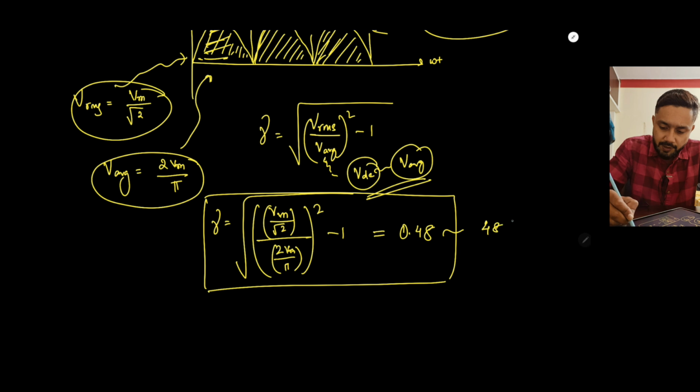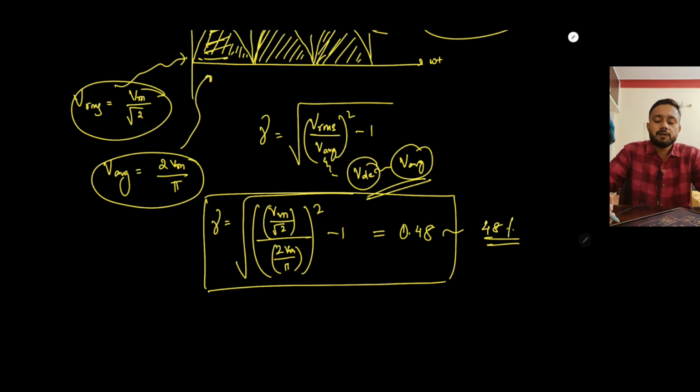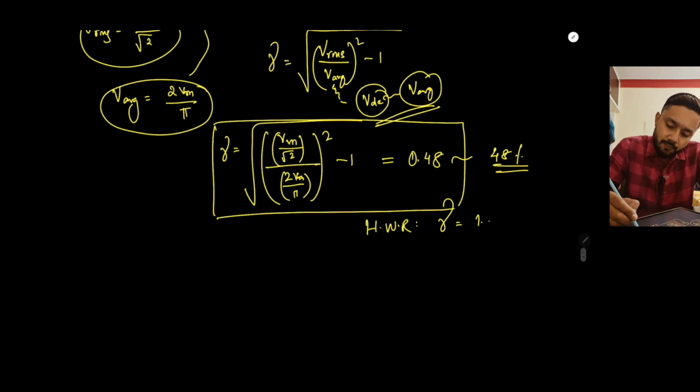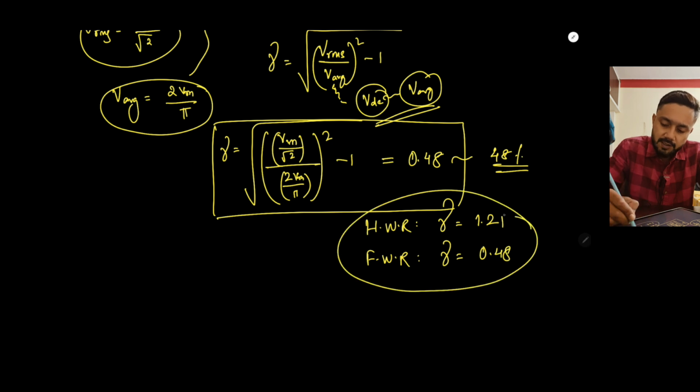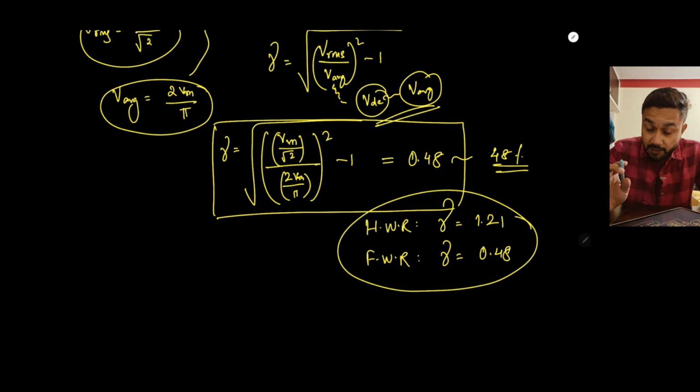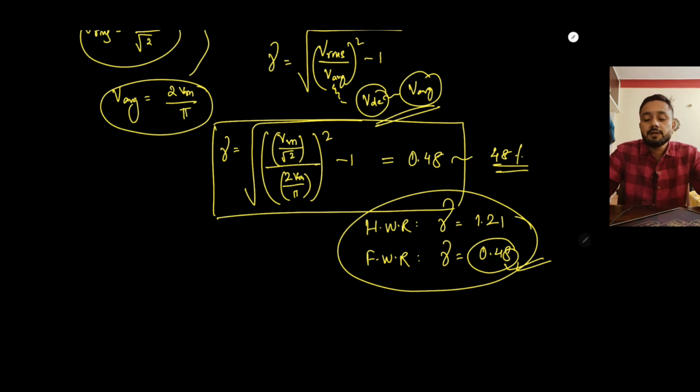or 48%. So in the half wave rectifier, what was the ripple factor? It was 1.21, and in the full wave rectifier the ripple factor is 0.48. We can see that in the full wave rectifier the ripple factor is considerably lower than the half wave rectifier. So the lower the ripple factor, the better is the output.